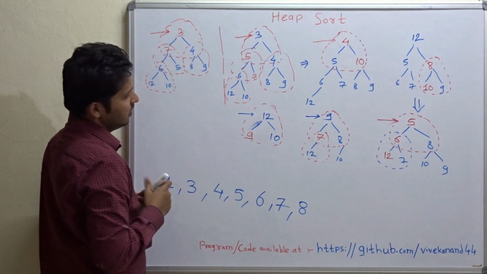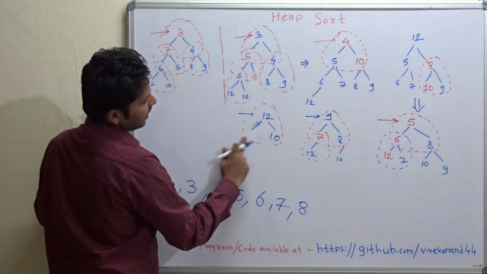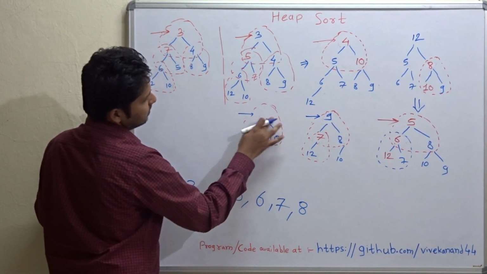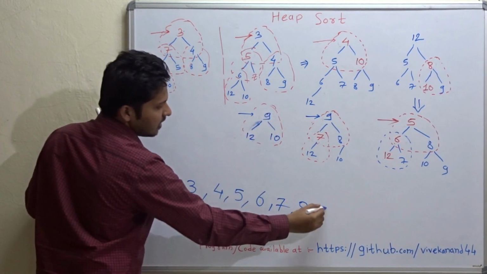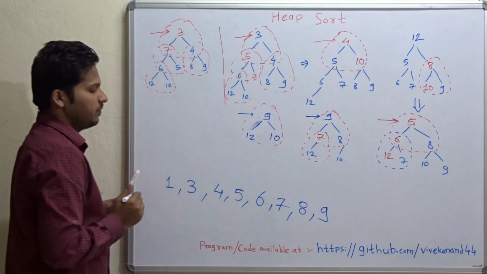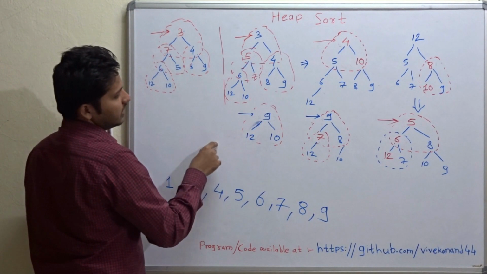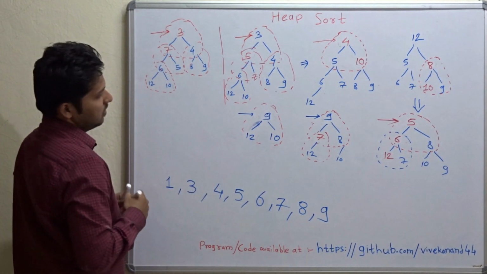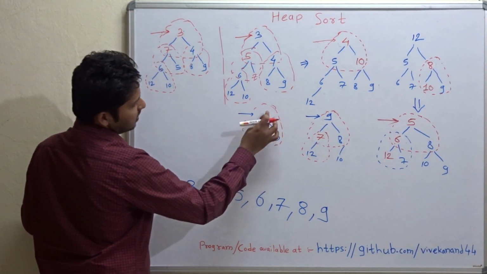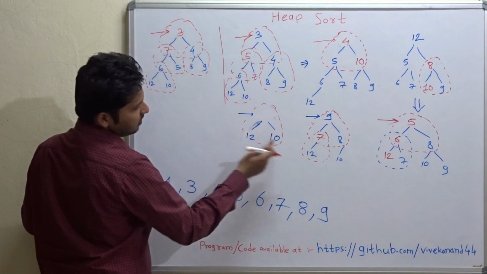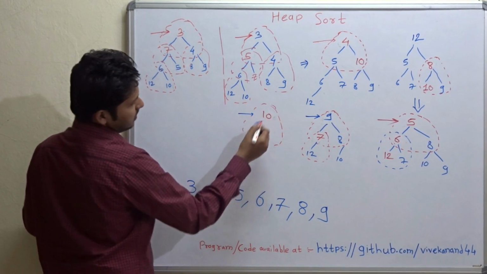So what is minimum in this? 9. So let's swap 9 with 12. As this is a heap, we have got our next element here. Now let's check this 9, 12 and 10. So as we got the 9 here, we will replace this 9 with the last element 0, 1, 2. This is the last element. 10 will come here. Is it a heap?